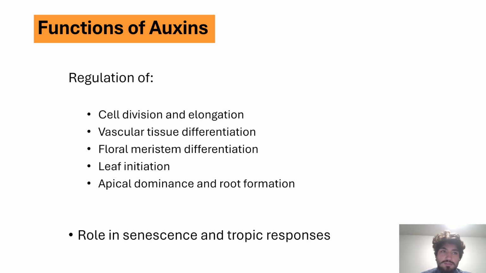And here are some functions of auxins. We have the regulation of cell division and elongation, vascular tissue differentiation, floral meristem differentiation, leaf initiation, apical dominance, and root formation. Auxins also play a role in senescence and tropic responses.